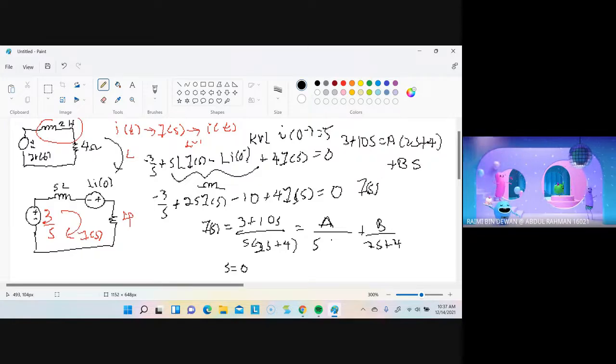Once you have your I(s), you will then convert it back to the time domain by inverse Laplace transform. Okay, so you will get the answer. But remember, in time domain later on, you need to include u(t), because Laplace is actually from 0 until infinity, meaning positive values. Not the negative one.